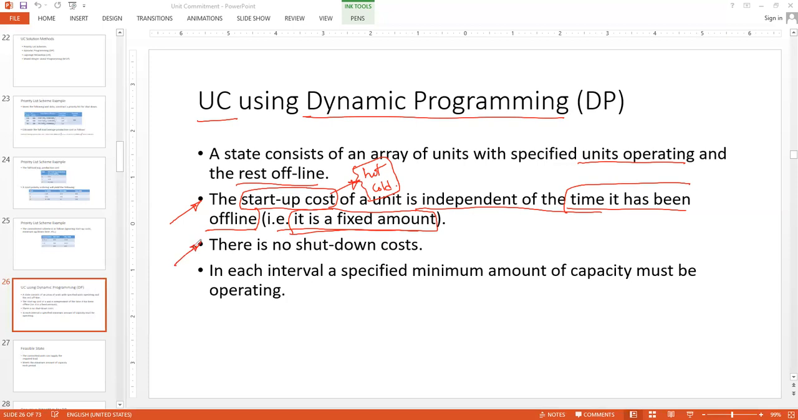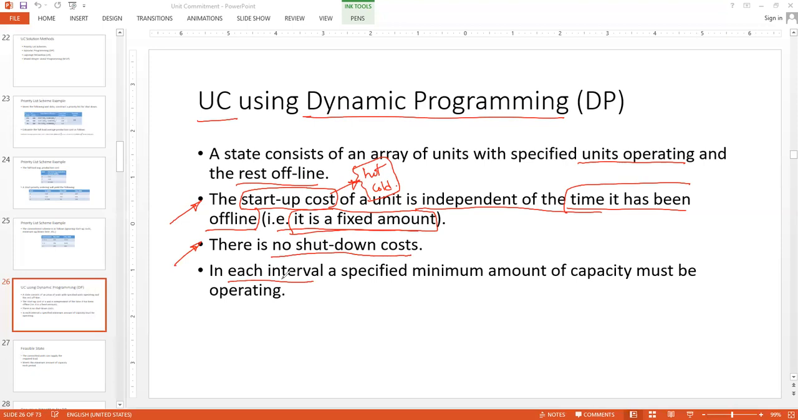And we also consider that there is no shutdown cost. Okay, and we also consider that at each interval, let's say it is a 24-hour period problem for a day, so there will be 24 such intervals. If I take 1-hour interval, that is if I take the load changes in each hour, so the hourly load variation, in each interval there will be some minimum amount of unit capacity that should be available.